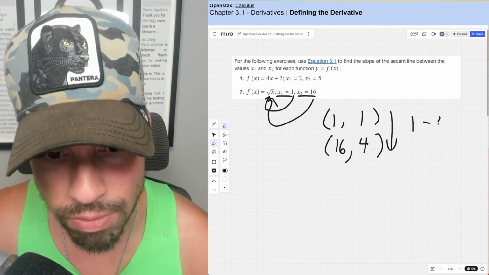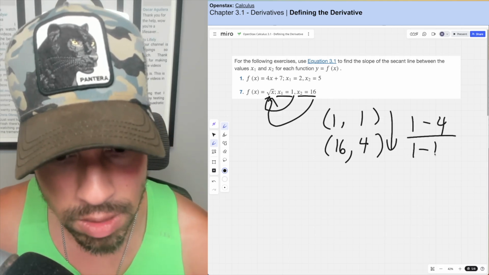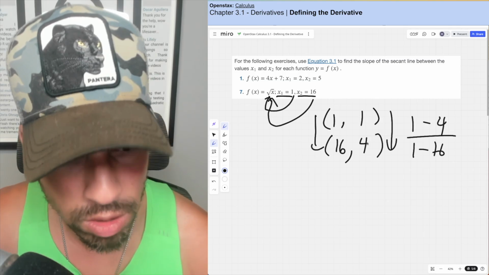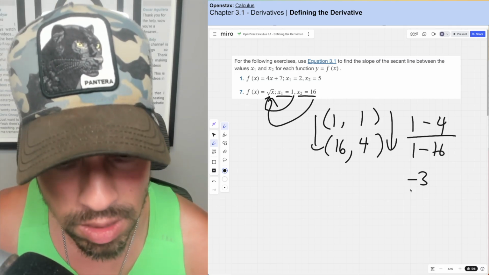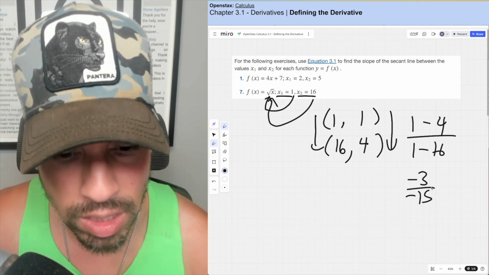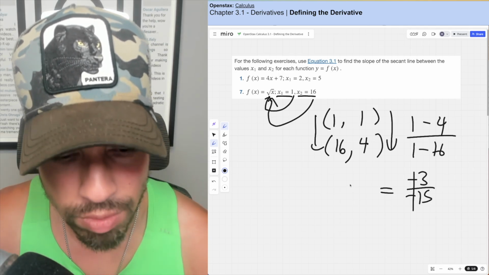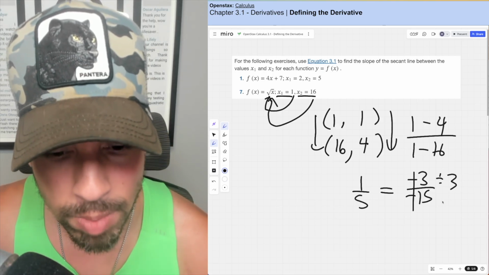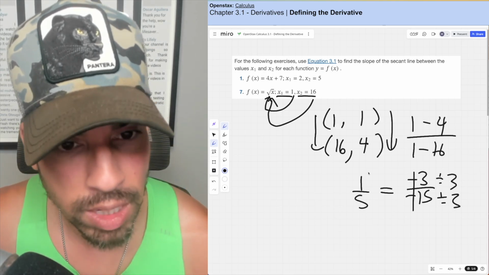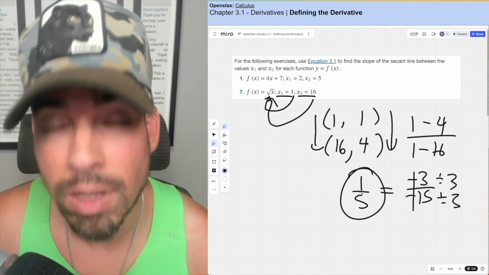1 minus 4 for the run, and on the bottom, 1 minus 16. Or sorry, that's the run, this is the rise, excuse me. 1 minus 4 is negative 3. 1 minus 16 is negative 15, which means my slope reduces to positive 3 over 15, which reduces to 1 over 5, right? Divide top and bottom by 3. And we get a slope of the secant line of 1/5. That's how you do it.